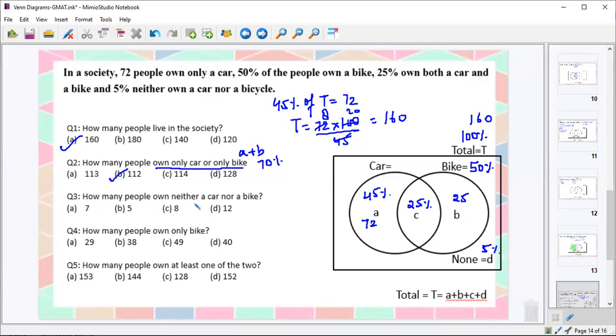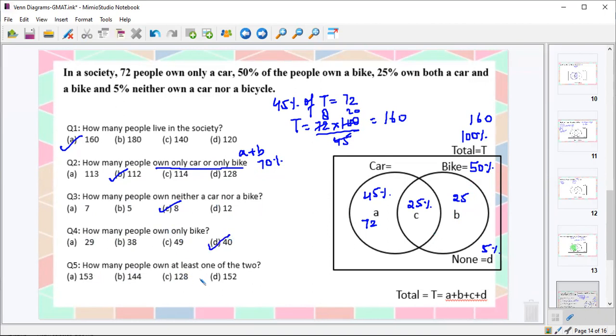Now, how many people own neither a car nor a bike? We are referring to small d, which is 5%. 5% of 160 is going to be 8. How many people own only bike? Only bike is 25%. 25% of 160 is going to be 40.